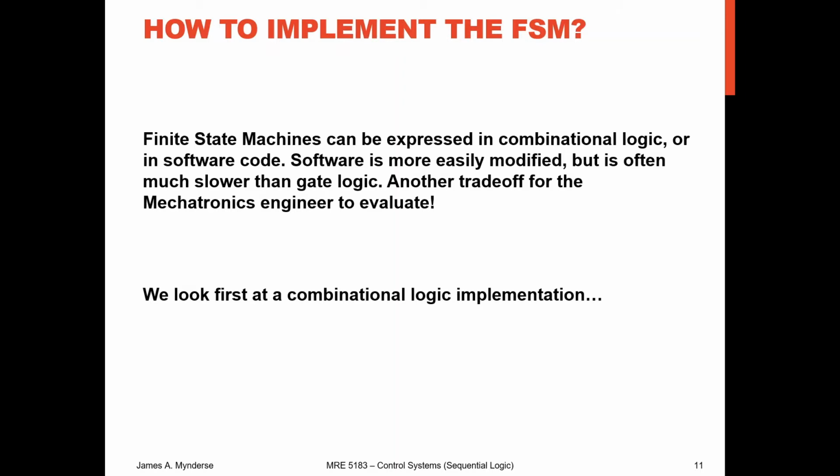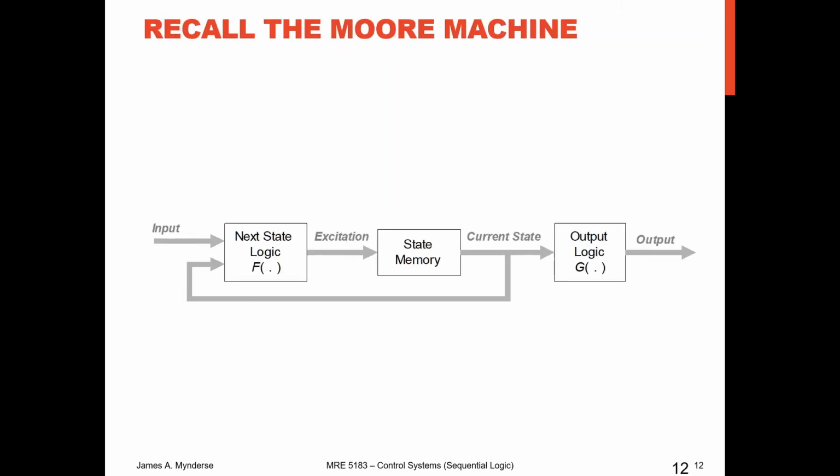Okay, so here's our Moore machine. We need memory, and we need next state logic, and we need output logic. So we're going to start with the memory. We've got 2 bits worth of output. We've got 2 bits worth of definition of state. And so because of that, we need 2 bits worth of memory.